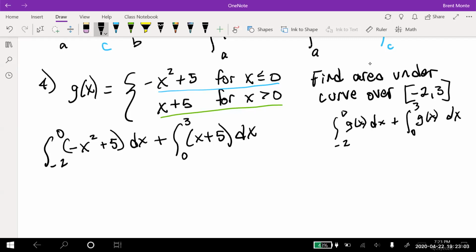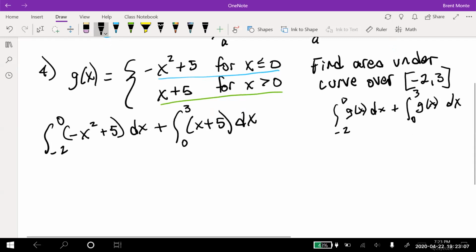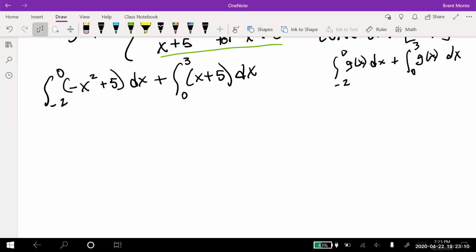And then after I work this out, we'll show you the curve. There's going to be quite a bit of work going on here. So let's go ahead and do that, and I'll graph the curve. So I do the antiderivative. Remember, the exponent goes up by 1. So I've got negative x cubed, but I multiply by the reciprocal, plus 5x. And I'm going to evaluate that from -2 to 0.